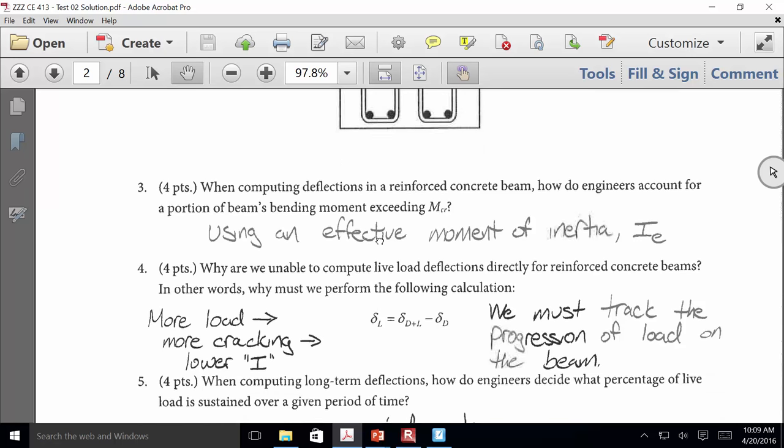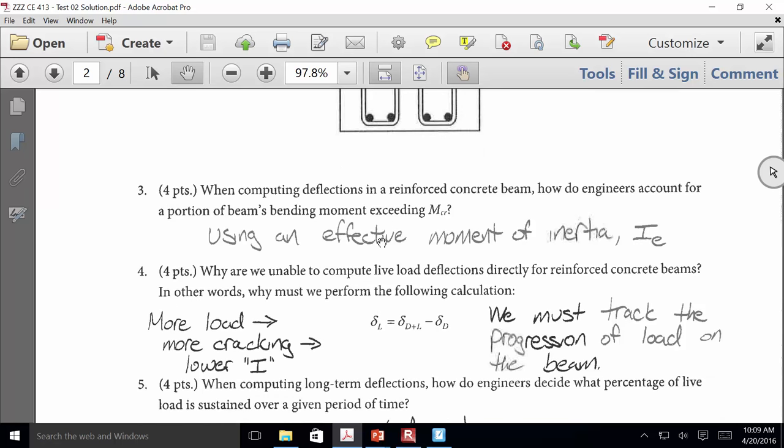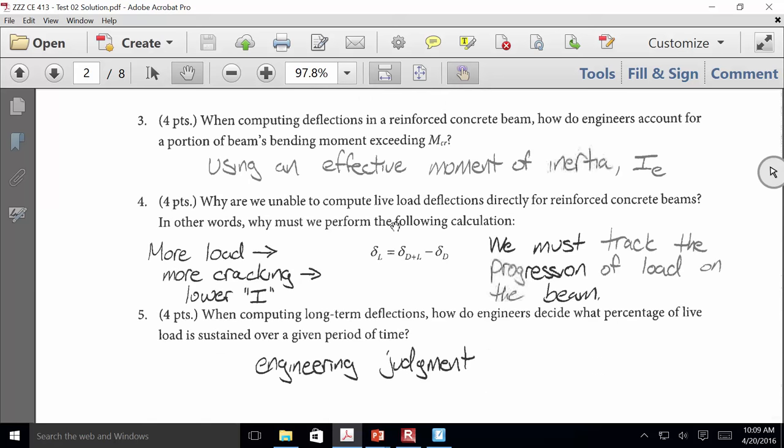Now this one might have been a little harsh, but there's actually a pretty simple answer. When computing long-term deflections, how do engineers decide what percentage of live load is sustained? That's not the time-dependent factor. That's 20% of the load is sustained, 30% of the load is sustained. How do you determine that? Use your judgment, okay? That is it. There is no hard and fast rule, okay?